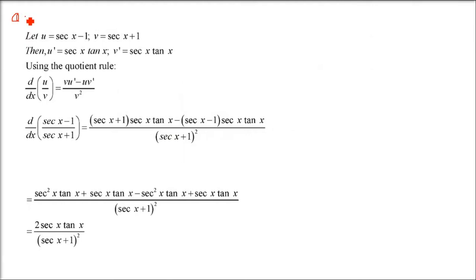This is question number 25. Okay, (sec x minus 1) by (sec x plus 1). So this is your function which is given in u by v form. So we can apply the quotient rule here. sec x minus 1 by sec x plus 1. u dash will be sec x tan x because minus 1 will be 0.